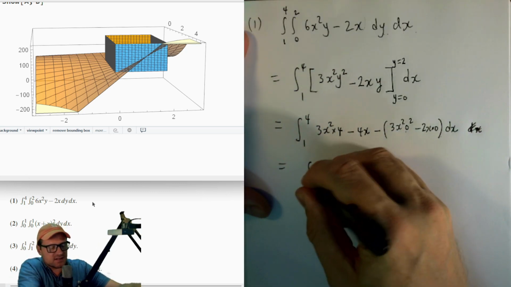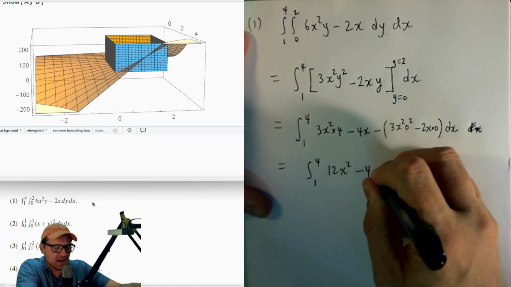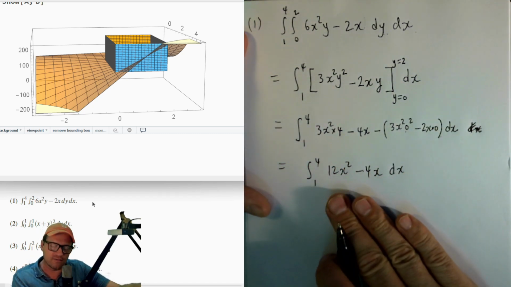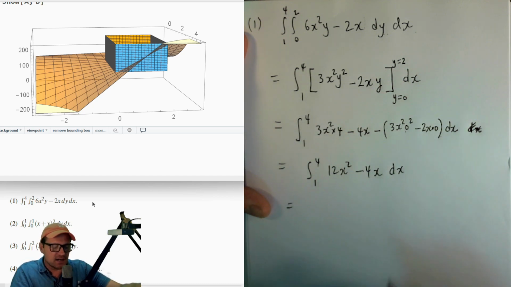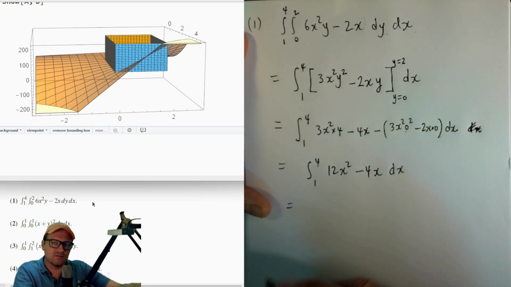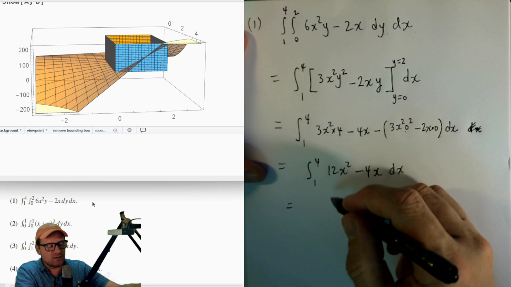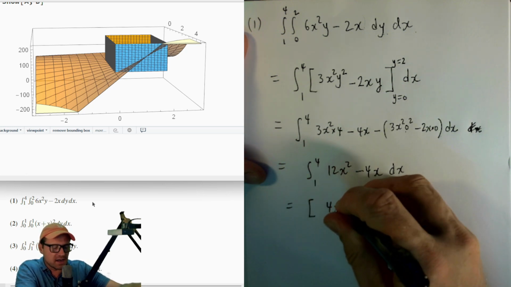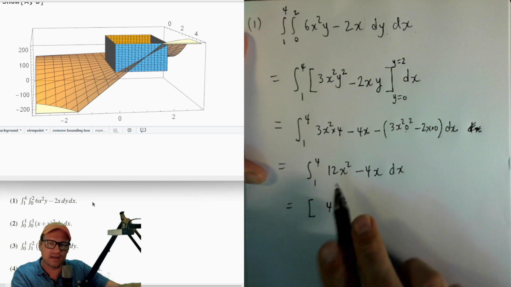So let's simplify this now. We have 12x squared minus 4x. And now you can see we have an integral of just one variable. We need to integrate 12x squared with respect to x. We add 1 to the exponent, and divide by the new exponent, which is 3. 12 over 3 is 4, so 4x to the power of 3. If we differentiate this, we would get 12x squared.